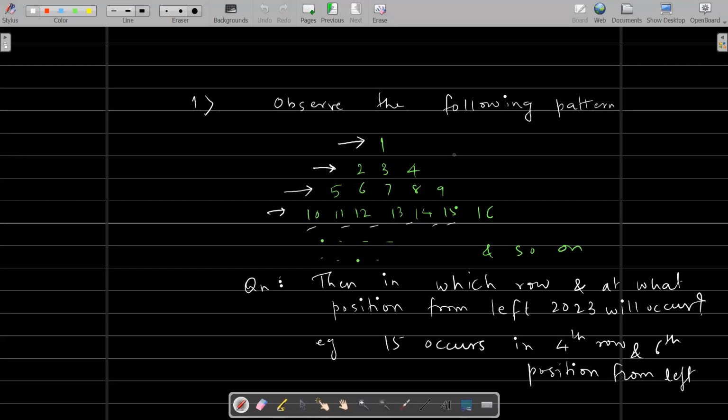Okay, so now look here. In the first row there is only one element, so I'll put dots for the number of elements. Then in the second row there are three elements. I'll write it this way: 1, 2.